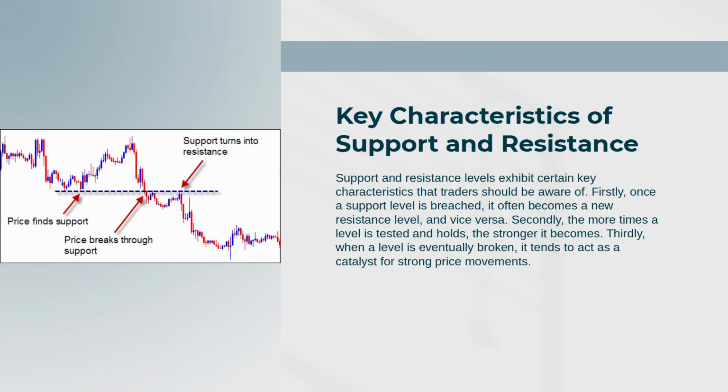Key characteristics of support and resistance. Support and resistance levels exhibit certain key characteristics that traders should be aware of. Firstly, once a support level is breached, it often becomes a new resistance level, and vice versa. Secondly, the more times a level is tested and holds, the stronger it becomes. Thirdly, when a level is eventually broken, it tends to act as a catalyst for strong price movements.